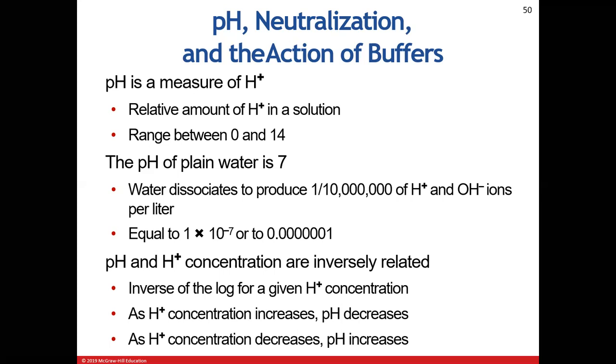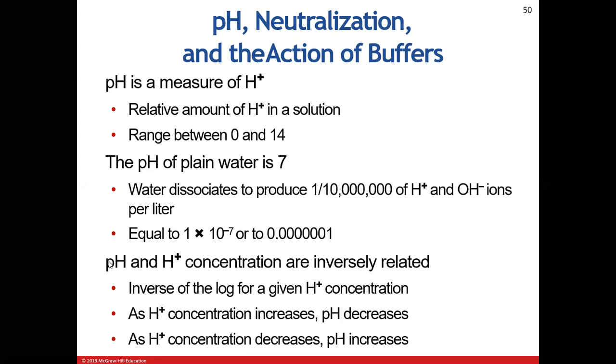So water, again, we said dissociates to produce 1 per 10 million ions of hydronium and OH ions per liter. And so that is equal to 1 times 10 to the minus 7th. Or if we put it in decimal form, it's 0.0000001. In order to calculate the pH, you're going to use the negative log function on your calculator. So it becomes the negative log of the hydronium ion concentration. If you put the negative log of 0.0000001 into your calculator, that should give you an answer of 7.